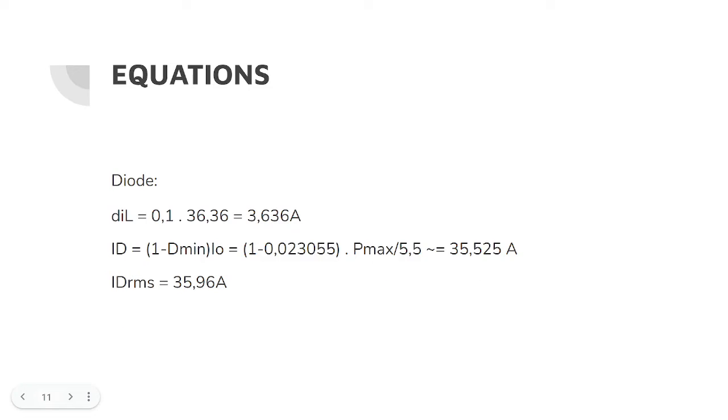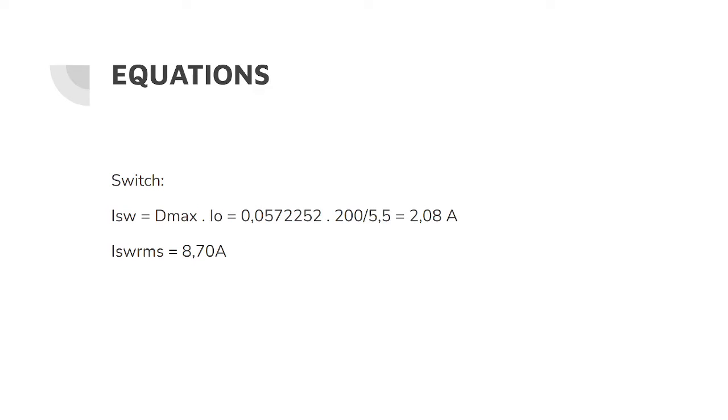For the diode definitions, we have a delta IL of 3.6 amperes, a current in the diode of 35.52 amperes, and an RMS value of 35.96 amperes. For our switch, the maximum current is 2.08 ampere and the RMS current is 8.7 ampere.